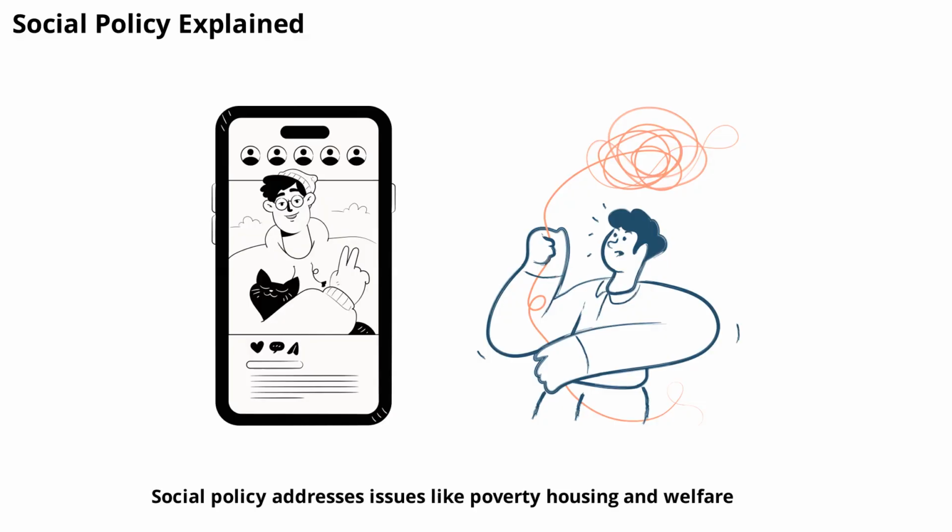Social policy addresses issues like poverty, housing, and welfare. Governments create policies to support vulnerable groups, provide affordable housing, or ensure access to social services. For example, a policy might offer financial assistance to low-income families or fund programs for the elderly.